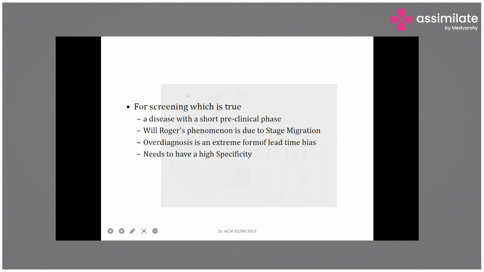So we got one answer from Nitish, Doctor, which is C, overdiagnosis. The true statement is that overdiagnosis is an extreme form of lead time bias. That is the correct answer. Now we'll go on to why this is true.